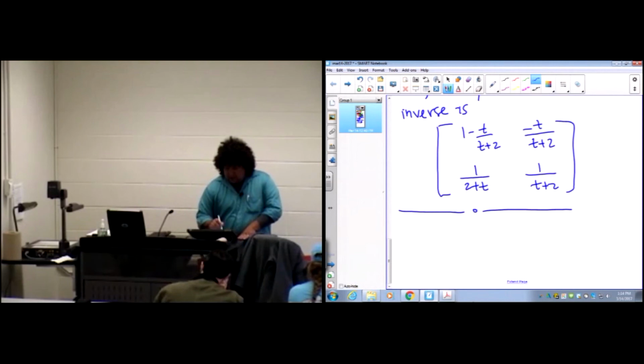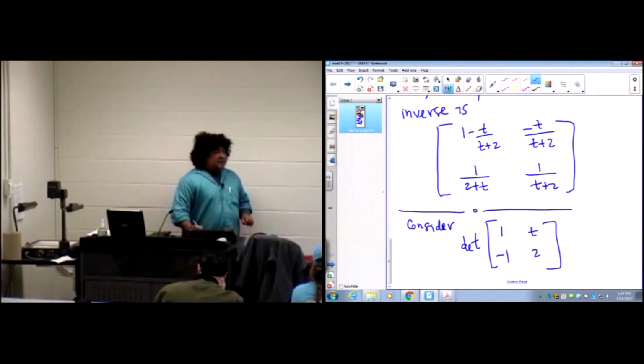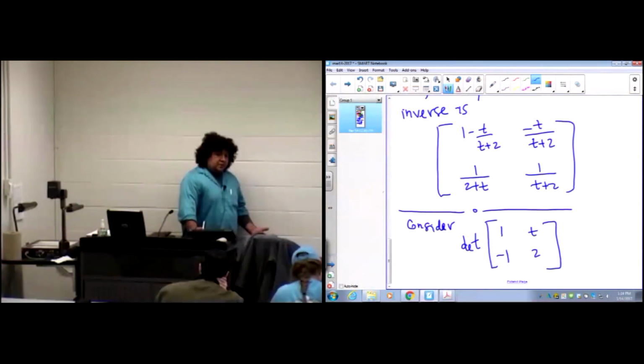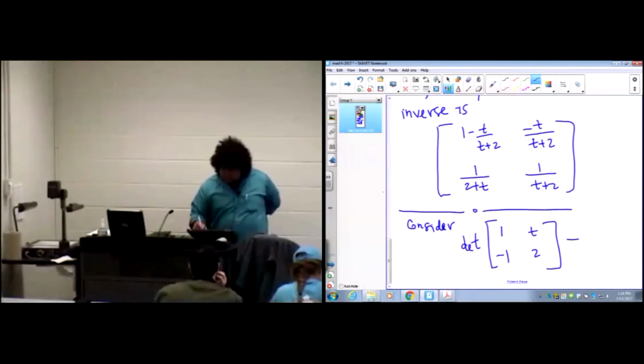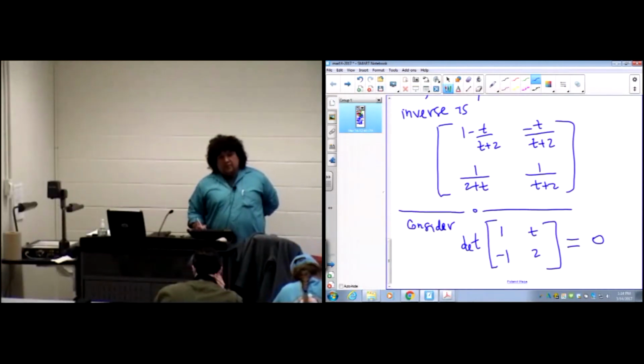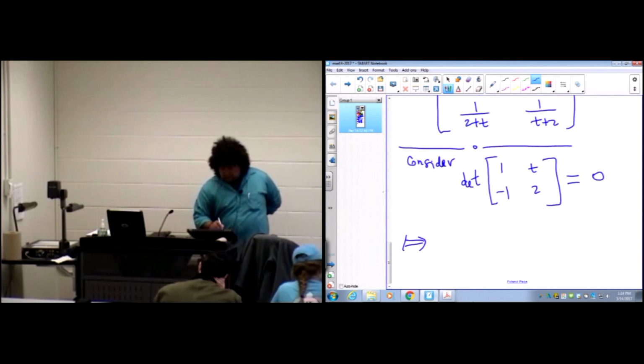So, excuse me, consider this determinant equal to 0. If this is equal to 0, the matrix is not invertible. So the determinant of this 2 by 2 would be 1 times 2 minus 1 times t, and we're considering this equal to 0, which is 2 minus t equal to 0, and this is exactly the condition we have found. So t equals negative 2. In other words, if t is negative 2, then the determinant of that matrix is 0, which means the matrix is not invertible.